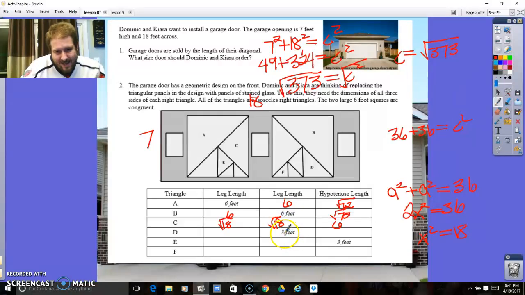All right, so D. Here's D right here. If one leg length is 3, then the other one must be 3. They're all isosceles.